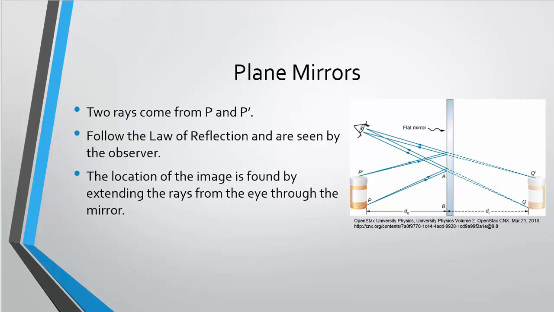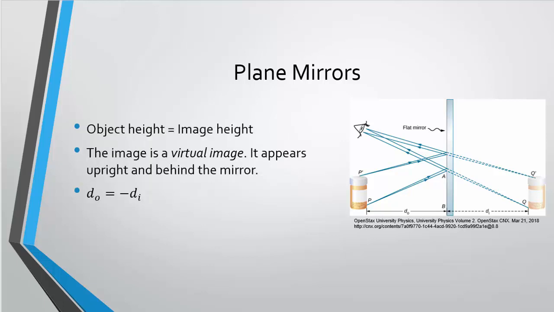And you can use ray diagrams to locate the image by imagining two rays coming off of a point and going to whatever the observer's eye is, and then extending those through the mirror to the other side. Once again, the object height is the image height, and in this case the image is a virtual image because it appears upright and behind the mirror. The object distance is equal to negative the image distance. So when we talk about behind the mirror, we're talking about negative distances.